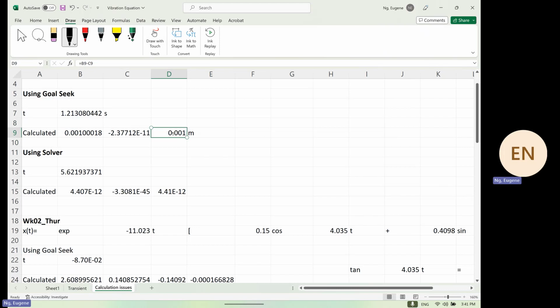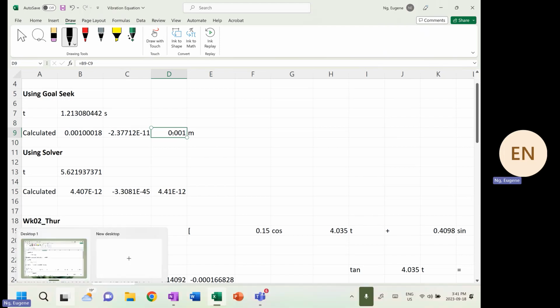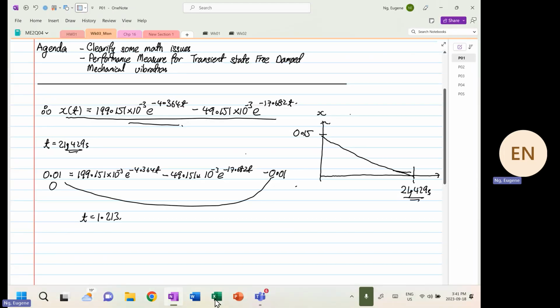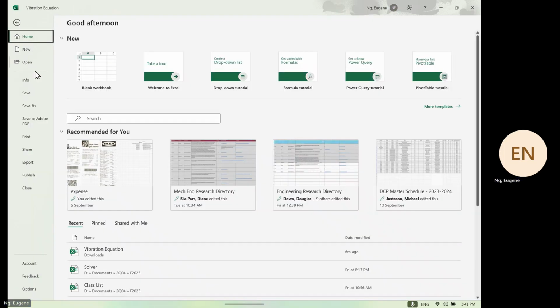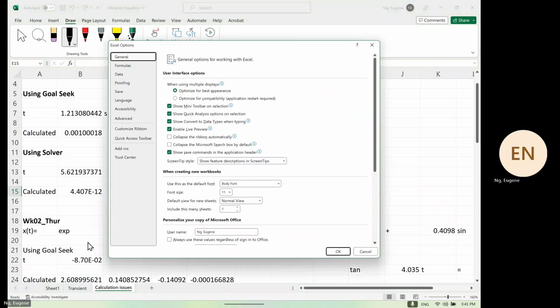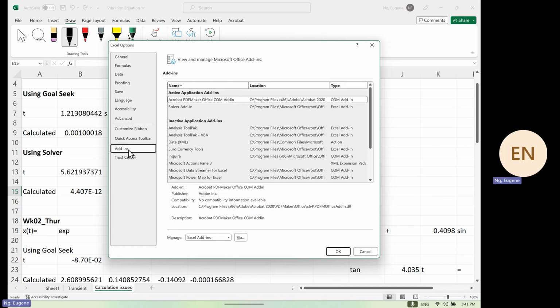So, do all of you have your computer with you? Good. Some have, but it does not matter. You all by now should know that all my lectures are recorded. I want you to go into File, then Options. When the Options window comes up, click Add-ins.